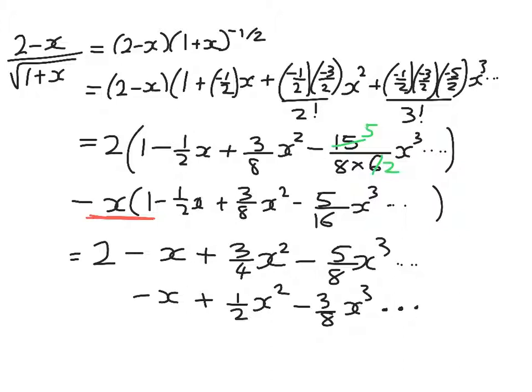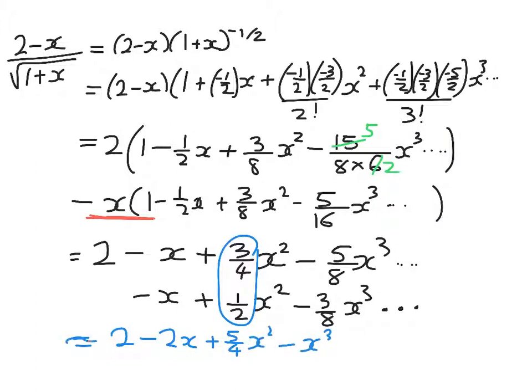Right, so my answer here is going to equal 2 minus 2x plus, adding up these, 5 over 4 x squared minus x cubed. So that is my first 4 terms of the expansion. Okay, now on to the next one.